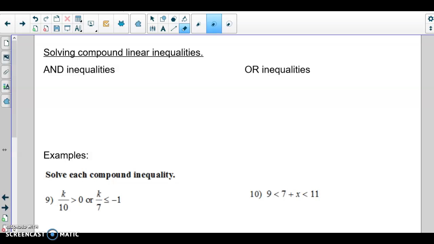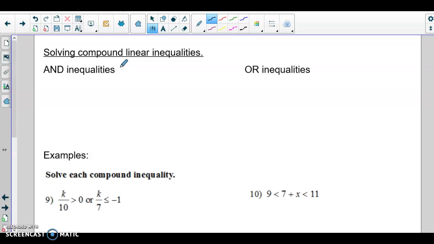This video finishes the Unit 1 notes from today. I had a prior video based on solving one variable equations and one variable inequalities. This one's all on compound inequalities. And compound linear inequalities, the word compound just means two inequalities combined into one, kind of like a compound sentence.